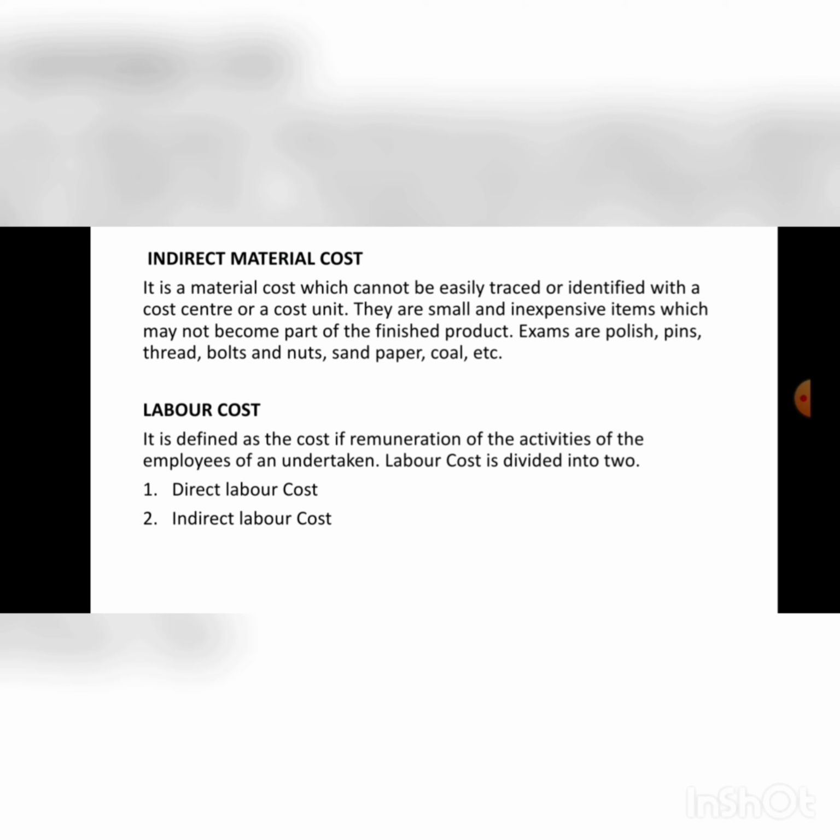When you take a shoe, for example, you can't see the polish that was used to polish the shoe. You can't touch it. So polish is an example of indirect material cost. Pins are also an example. Threads, bolts and nuts, sandpaper, and coal are all examples of indirect material cost.